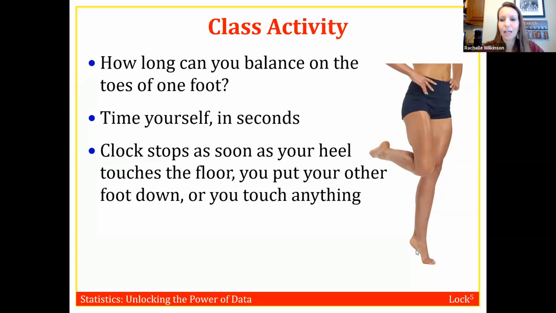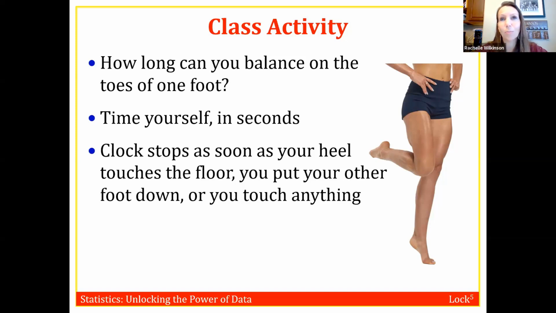Okay, but how we're going to determine this is just like the picture of this super buff person that I found online. You want to stand on the toes of 1 foot, okay? So your timer is going to start as soon as you're up, and you stop your timer as soon as you put your heel down, you put your foot down, you touch a table, you fall over.